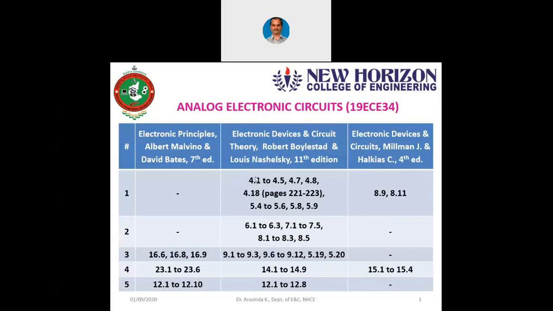So, right now I am discussing the sections 4.1 till 4.5 in Robert Boylestad. For the first module and second module, Boylestad is the main textbook. Even for other modules also, Boylestad remains the main textbook. These sections 8.9 and 8.11 which are there in the 3rd textbook, I have already put in the notes. So, I thought it is not necessary to share the textbook. Anyhow, I am going to share the textbook in the Google Classroom. Let me go to the next slide.